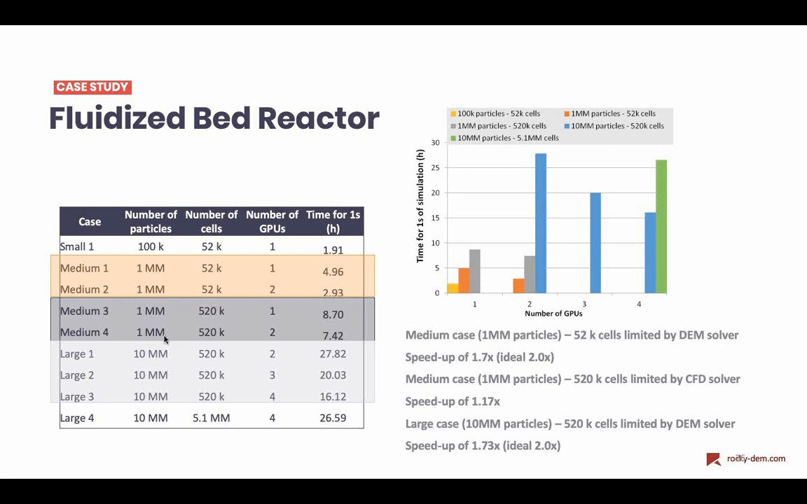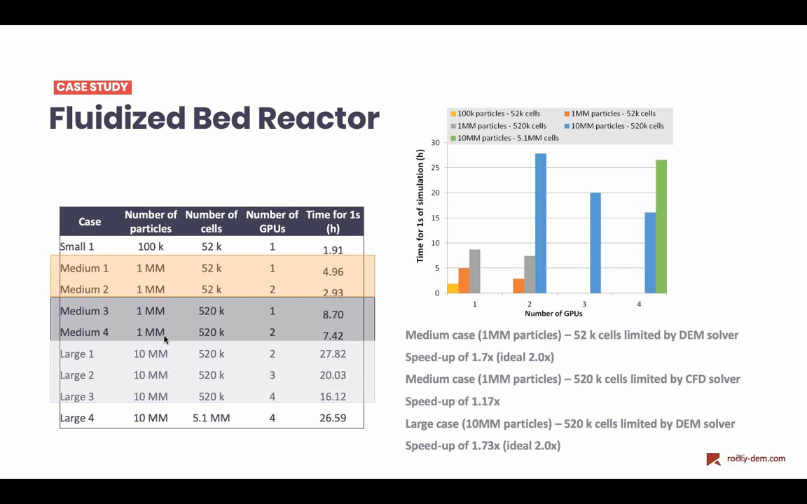But still maintaining the 1 million particle case, if I move from 52,000 cells to 520,000, the CFD becomes the bottleneck. If I do not increase the particle count more, the CFD will always continue to be the bottleneck. But on the other hand, if I then add 10 million particles instead of 1 million, the DEM problem becomes the bottleneck. Of course, you can see a lot of good results in terms of scalability and performance.